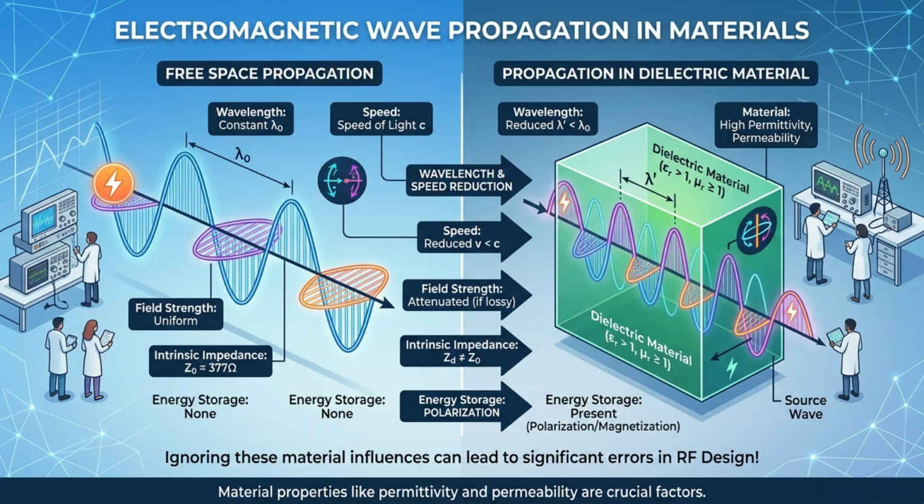A common misconception is that electromagnetic waves behave the same everywhere. In reality, material properties strongly influence propagation speed, wavelength, field strength, impedance, and energy storage. Ignoring these effects can lead to significant errors in RF design.